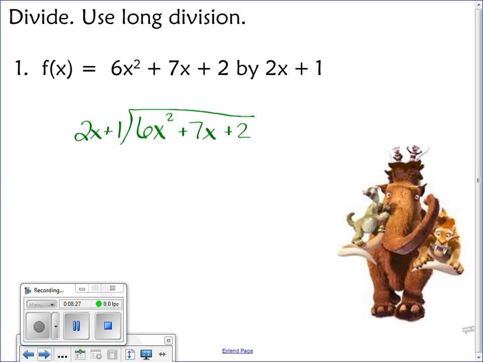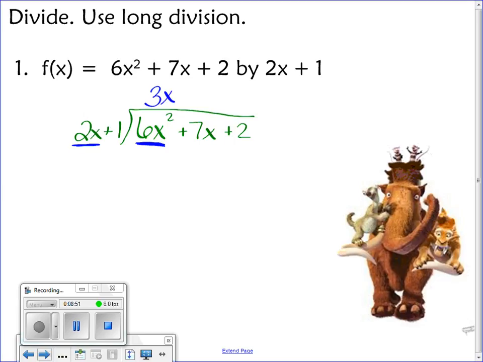All right. Very similar to before, we were like, okay, how many times does this go into this? That's what we were always asking. Similar question. I'm only looking at the first part. I know there's a lot going on. Just look at the first term, okay? What do you multiply 2x by to get 6x squared? 3x. That's what goes up top.